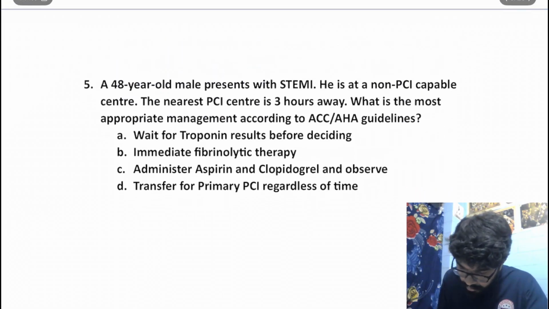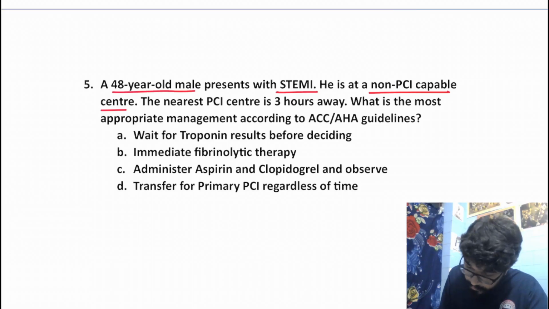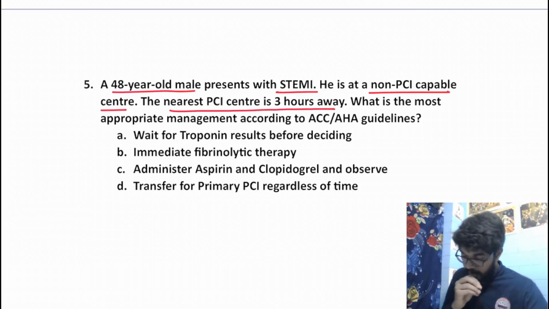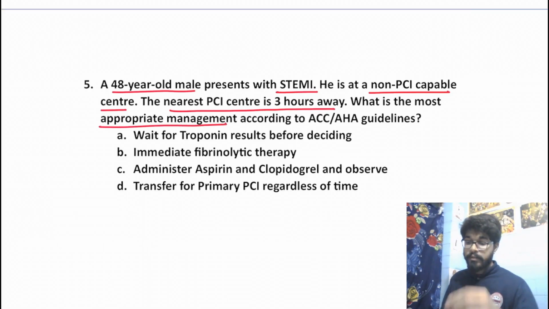Now a 48-year-old male presents with STEMI. He is at a non-PCI capable center. The nearest PCI center is 3 hours away. What is the most appropriate management according to the ACC/AHA guidelines?